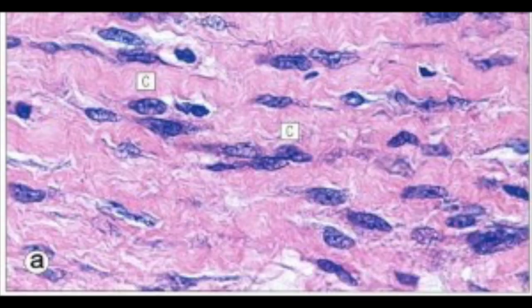Fibroblasts, for instance, are the workhorses of connective tissue. They produce the extracellular matrix components, including collagen and elastin fibers. Under a microscope, they appear as spindle-shaped cells with distinct blue nuclei and filiform cytoplasm. These cells are the architects of our body's structural integrity.